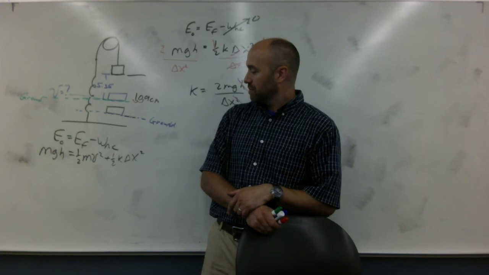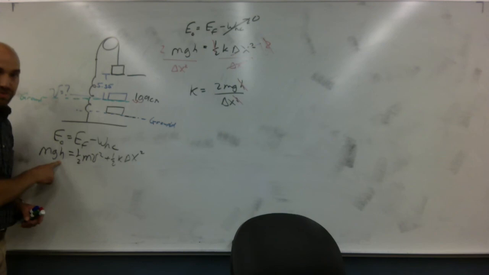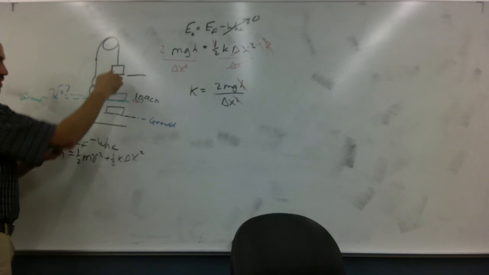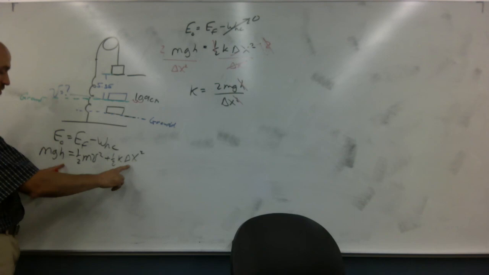So with the x and the H on this problem, is it the same thing as before? That's right. This delta x and this H are going to be the same value. Because this is your H, that's how far the object falls. But since the spring starts stretching here, that's how far the spring is going to stretch as well. So yeah, you're right, those are the same values, this H and this delta x.